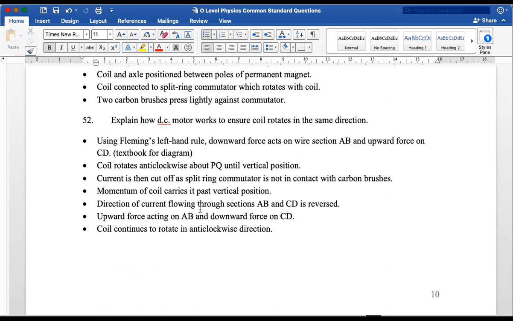The momentum of the coil carries it past the vertical position. The direction of current flowing through sections AB and CD is reversed. An upward force acts on AB and a downward force on CD. The coil continues to rotate in the anti-clockwise direction.